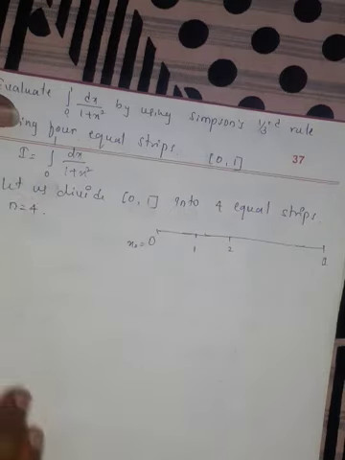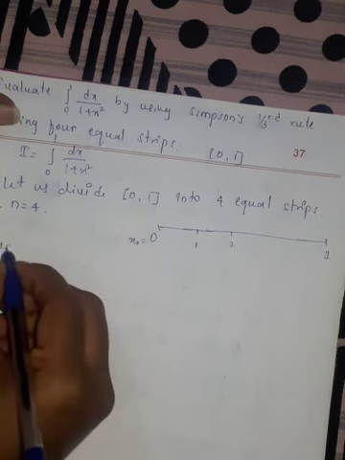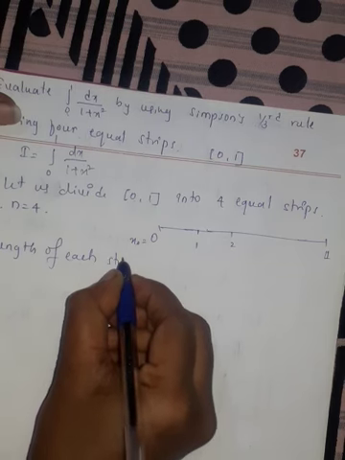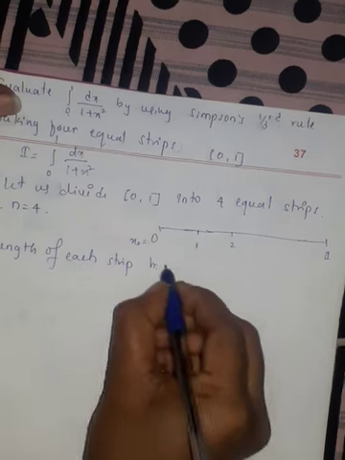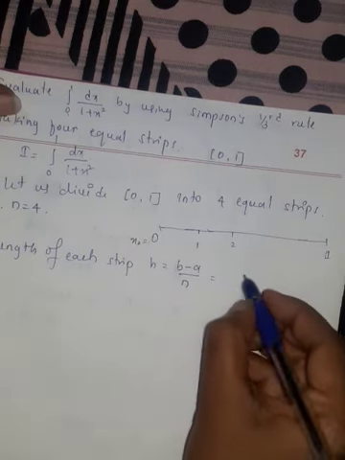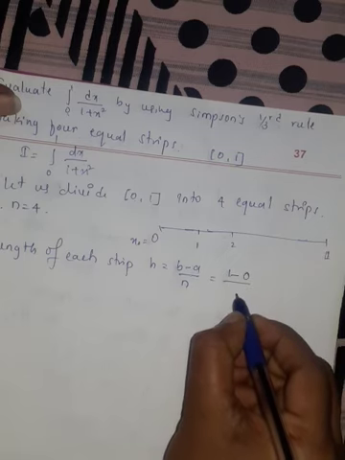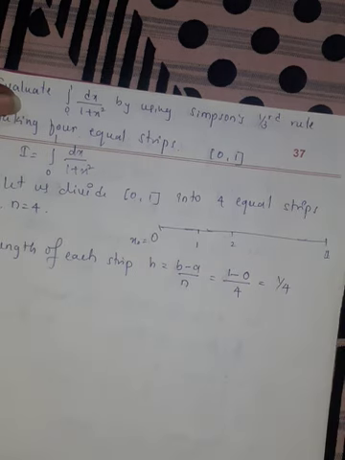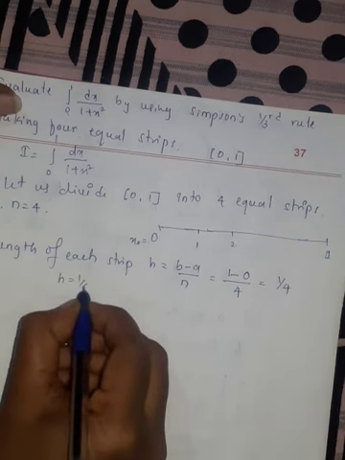First we divide this interval into 4 equal strips. For that, first we find the length of each strip. So length is nothing but our width, which is h, given as b minus a divided by n. What is our b here? b is 1, minus a is 0, divided by n, which is 4. So our width is 1 by 4. h is equal to 1 by 4.